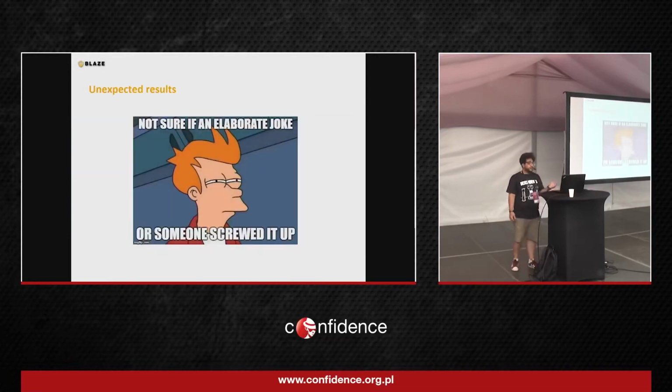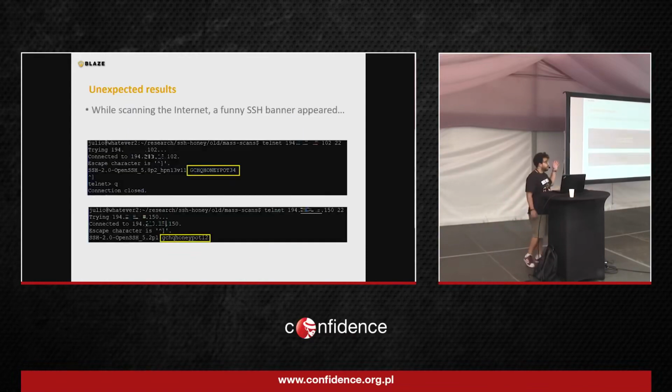I'm still not sure if this was an elaborate joke or somebody really screwed up their job. When I was scanning the whole internet, there was this very funny banner that appeared. If you can see, it's called GCHQ Honeypot 34 and GCHQ Honeypot 12. GCHQ, for those who don't know, is the equivalent of the NSA in Britain. And obviously the IP addresses are redacted here.